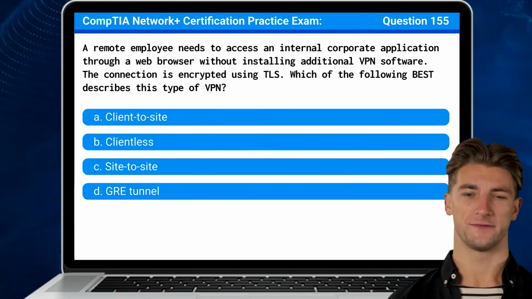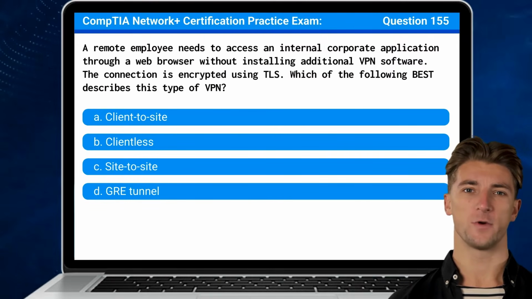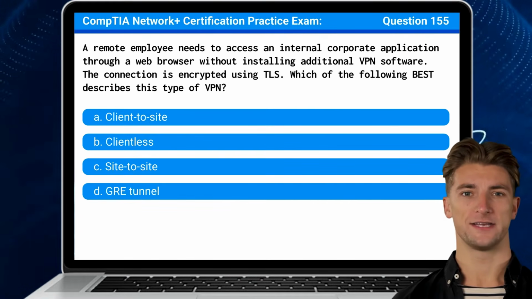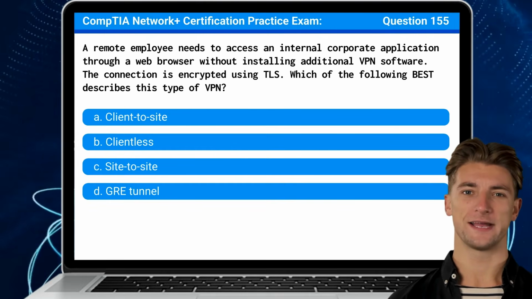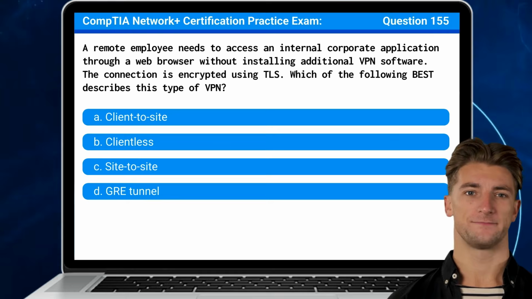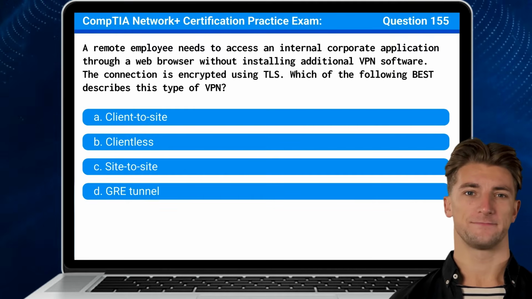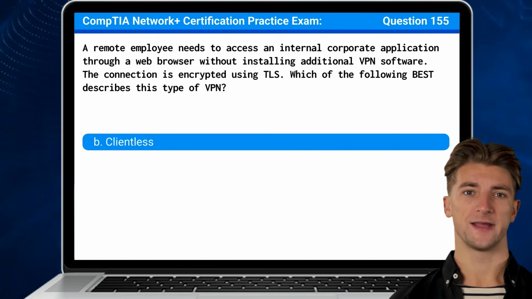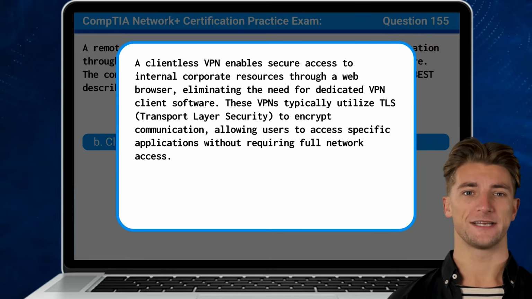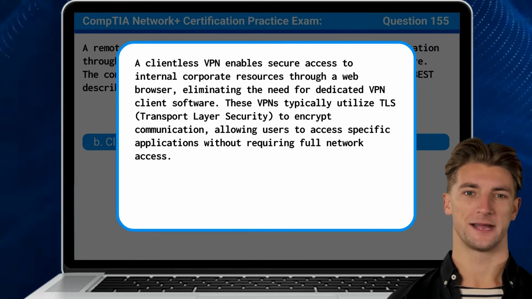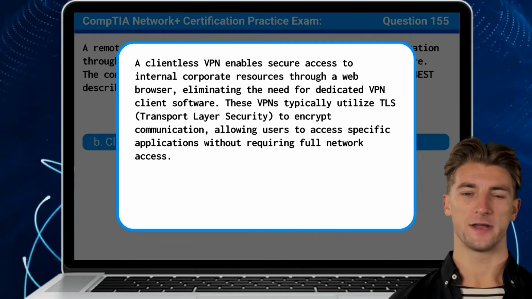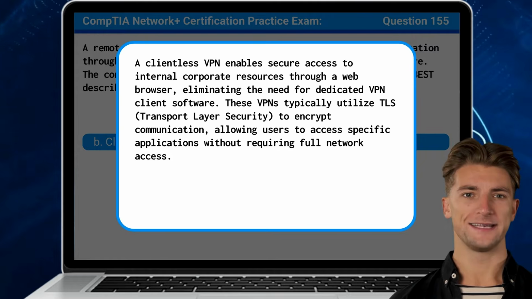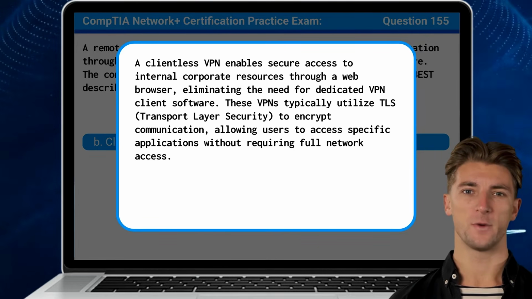Question 155. A remote employee needs to access an internal corporate application through a web browser without installing additional VPN software. The connection is encrypted using TLS. Which of the following best describes this type of VPN? The answer is B. Clientless. A clientless VPN enables secure access to internal corporate resources through a web browser, eliminating the need for dedicated VPN client software. These VPNs typically utilize TLS to encrypt communication, allowing users to access specific applications without requiring full network access.